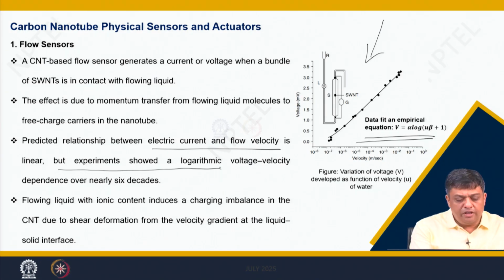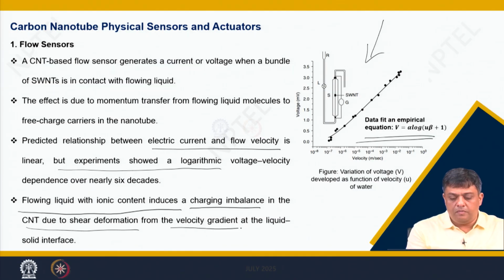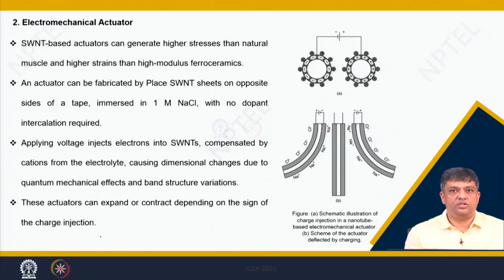For example, the flowing liquids with ionic contents would induce charge imbalance in the CNT due to the shear deformation, and that would force deviations in the velocity gradient at the liquid solid interface, and hence the nature of the curve will change.